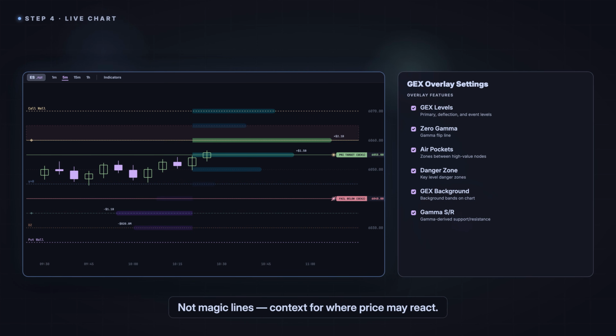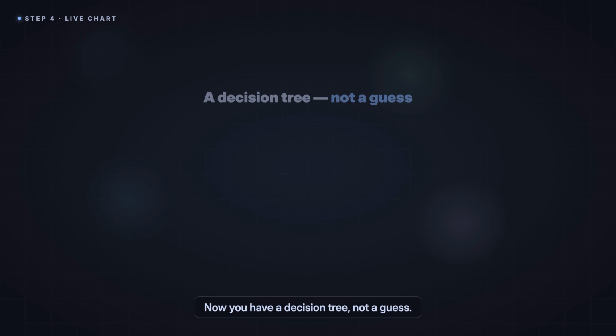These are not magic lines, they are context. They show where options positioning may create areas of interest, where price might react, slow down, or accelerate. So now, instead of staring at the chart asking, should I buy this breakout, I have a better decision tree.